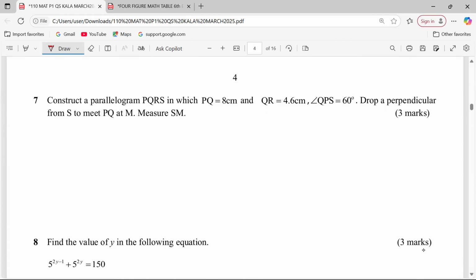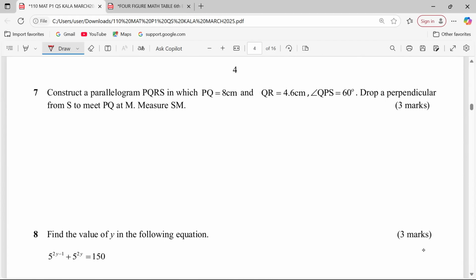Number 7, construct a parallelogram PQRS in which PQ equals to 8 centimeters and QR equals to 4.6 centimeters. The angle QPS equals to 60 degrees. Then we are told to drop a perpendicular from S to meet PQ at M, then measure the length of SM. Let's do this together.